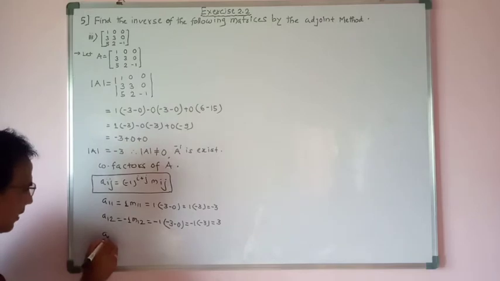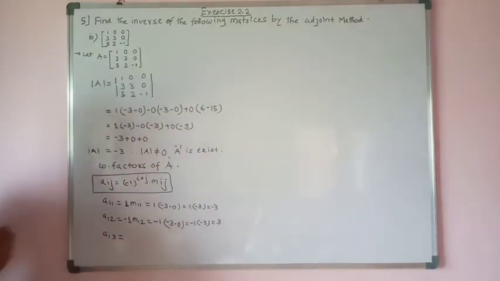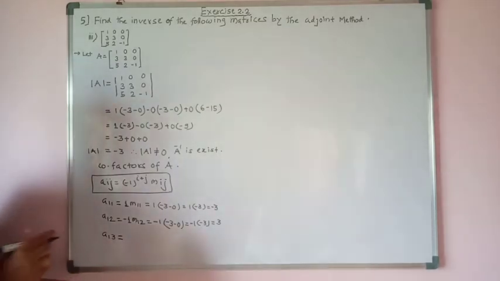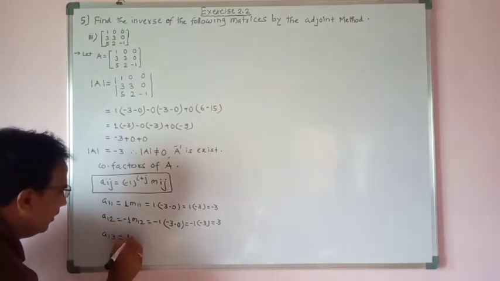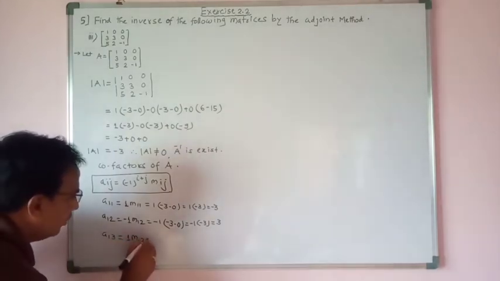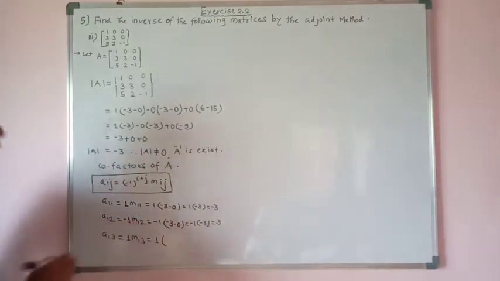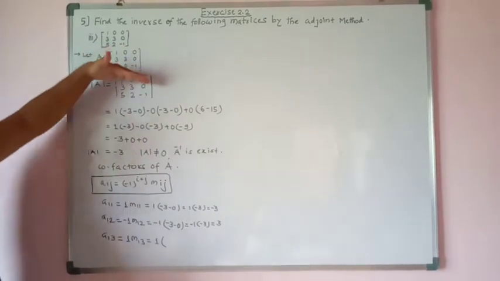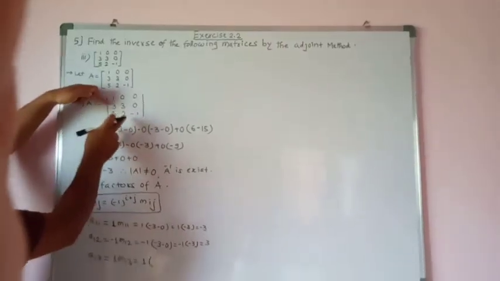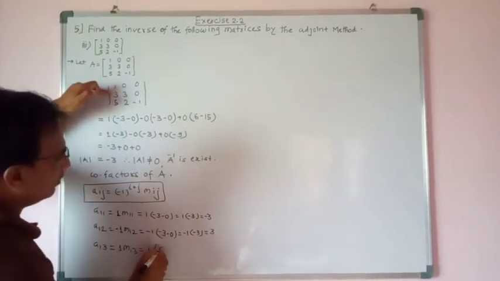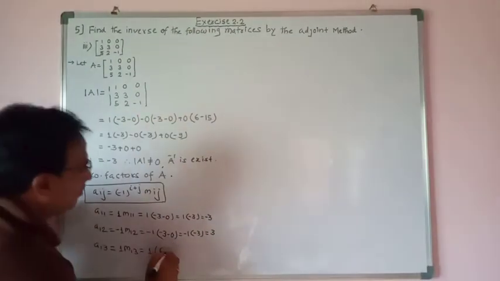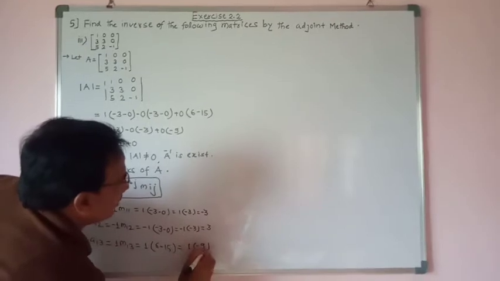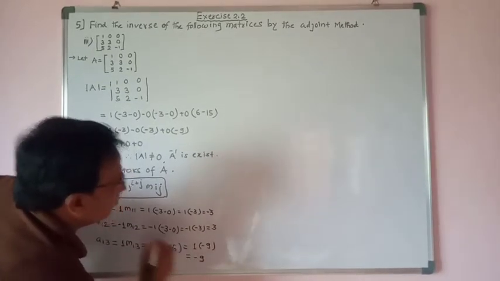And the third cofactor is A13. 1 plus 3 is 4, an even number. We use plus 1 into the minor M13. What is the value of M13? Leaving off the first row and third column, we use the cross product: 3 into 2 is 6 and 5 into 3 is 15, so 6 minus 15 is minus 9. Plus 1 into minus 9 is minus 9.